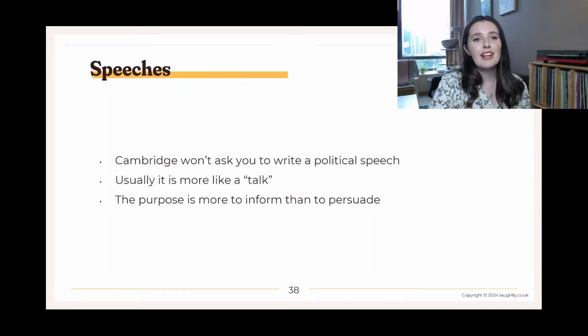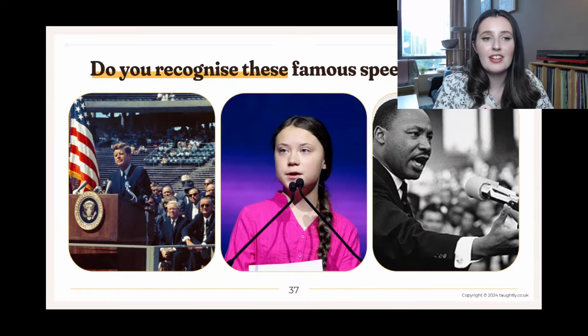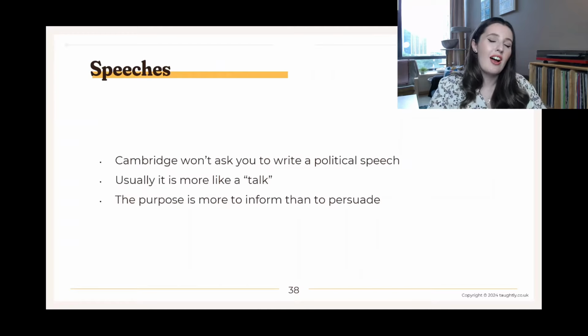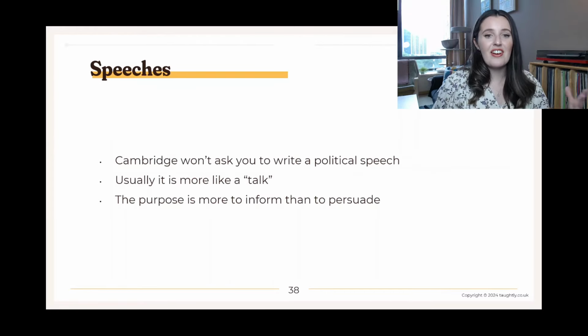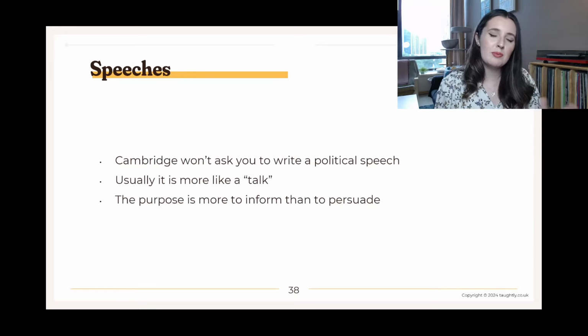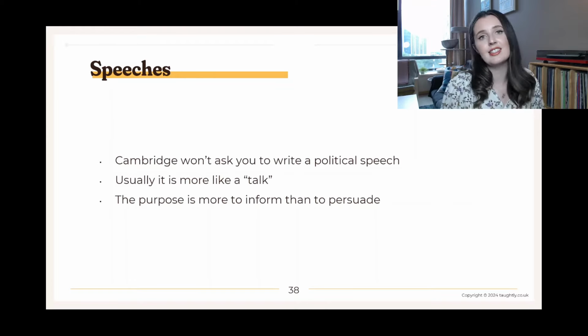Now for speech writing, probably you guys might think of people like this: John F. Kennedy, Greta Thunberg, Martin Luther King. But Cambridge will not ask you to write a political speech. Usually the speeches on Cambridge are more like a talk rather than being like very, very emotive. So usually the purpose is more to inform than to persuade. Persuade might be a secondary purpose, but your main purpose will be to inform, like in this task.